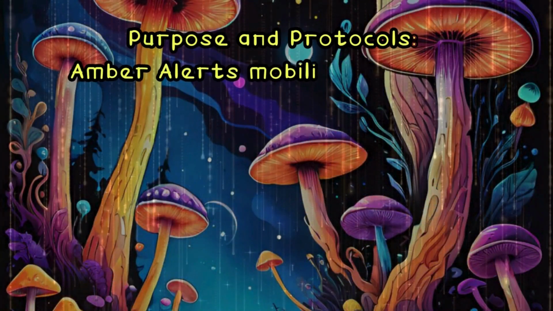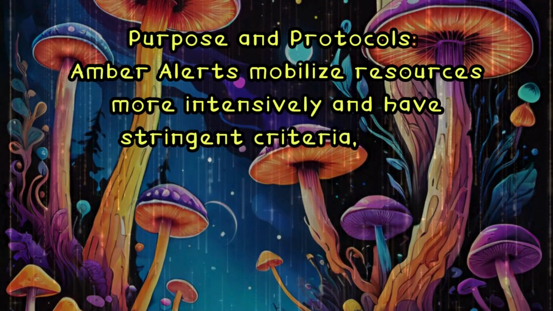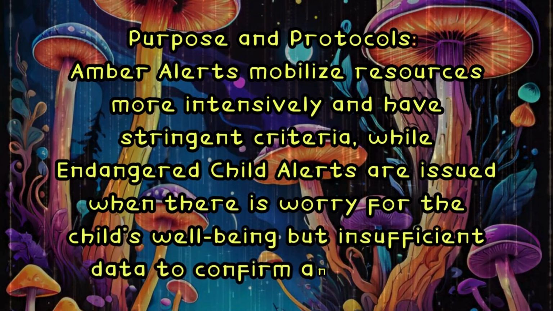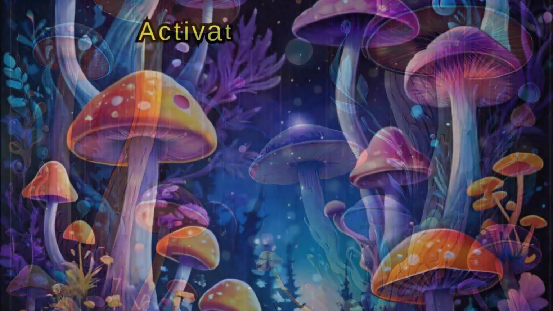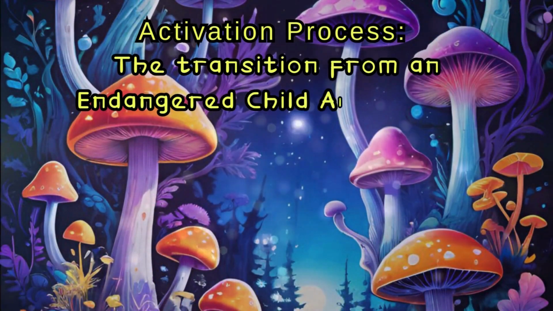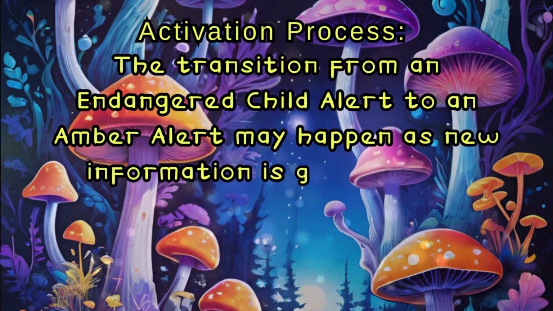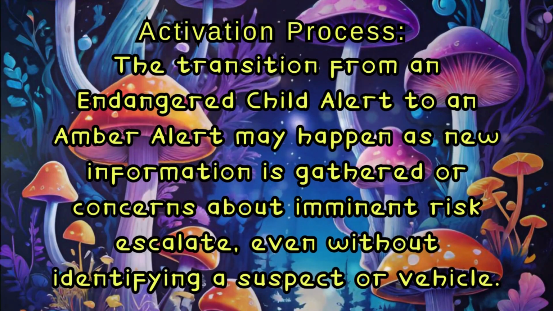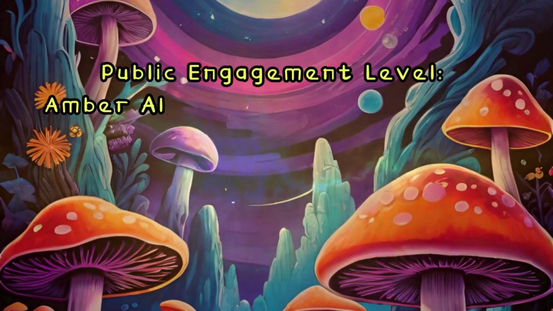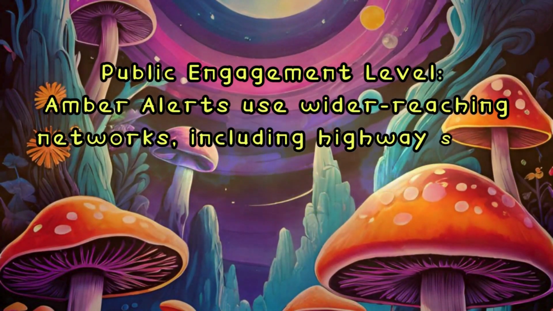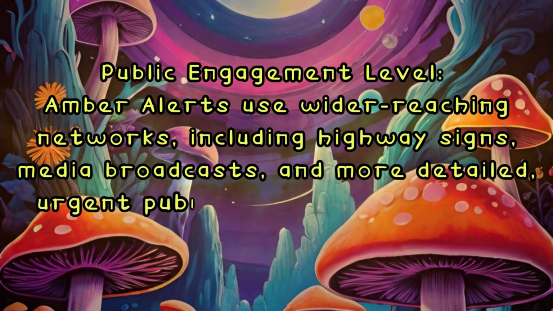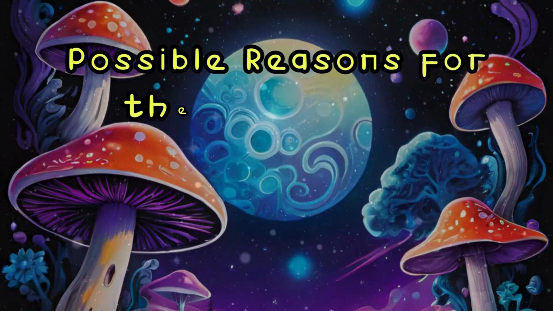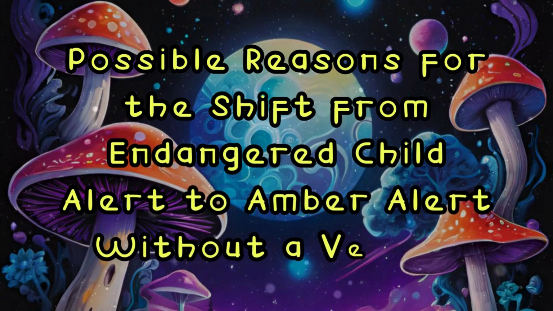Purpose and protocols. Amber Alerts mobilize resources more intensively and have stringent criteria, while Endangered Child Alerts are issued when there is worry for the child's well-being but insufficient data to confirm an abduction. Activation process. The transition from an Endangered Child Alert to an Amber Alert may happen as new information is gathered or concerns about imminent risk escalate, even without identifying a suspect or vehicle. Public engagement level. Amber Alerts use wider-reaching networks, including highway signs, media broadcasts, and more detailed, urgent public warnings, aiming for maximum public assistance. Possible reasons for the shift from Endangered Child Alert to Amber Alert without a vehicle.